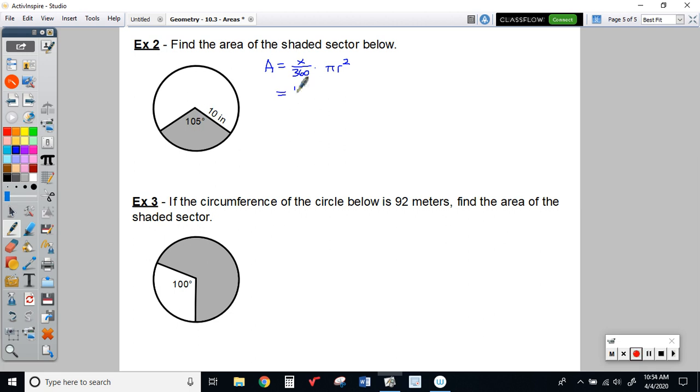105 is your x, it's your degree measure out of 360 that we care about. And then times pi r squared, times pi times 10 squared. And so then you should be able to get this in pi form. I want you to practice that here and go through that with me here. If we took each one of these terms and divided it by 5, so I'm going to write that in orange here. I'm dividing top and the bottom, numerator and denominator, by 5. We'd end up with 21 over 72. And this would be 100 pi, so 100 pi down there.